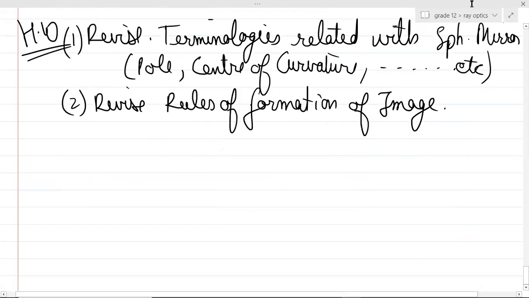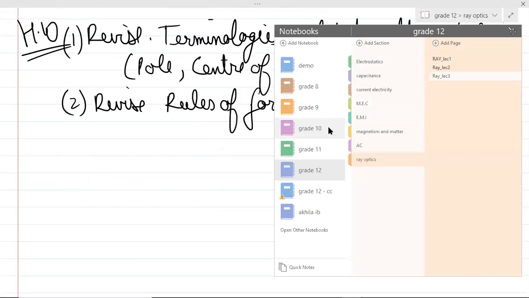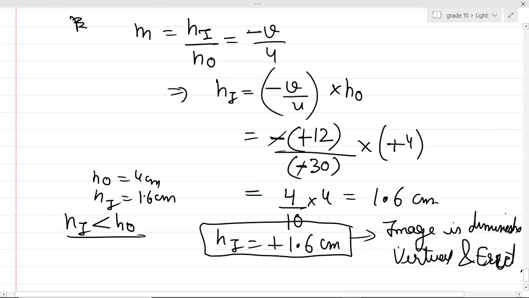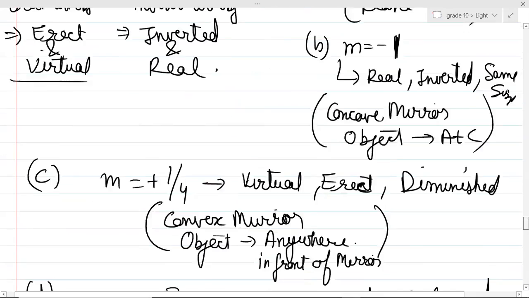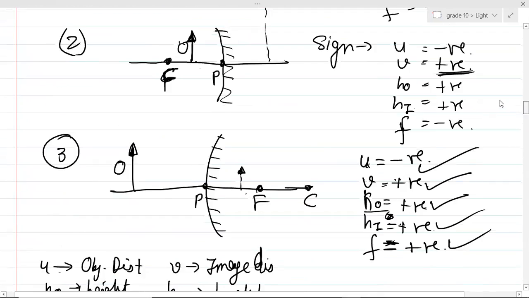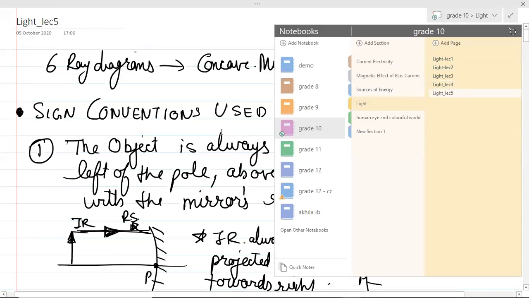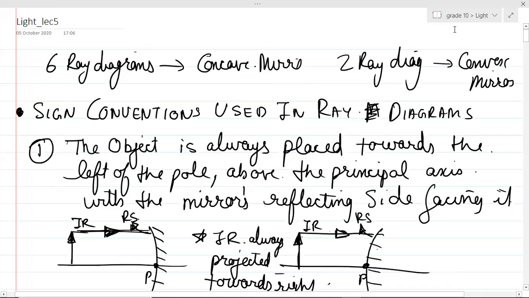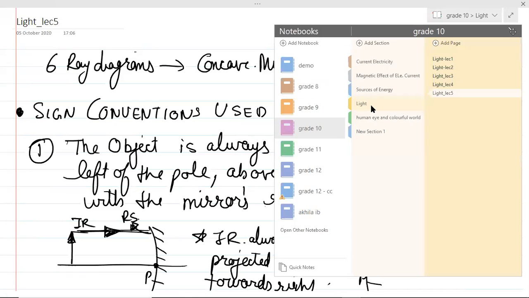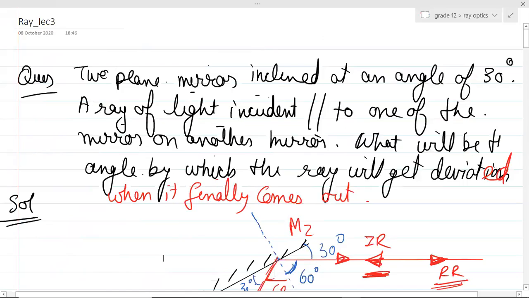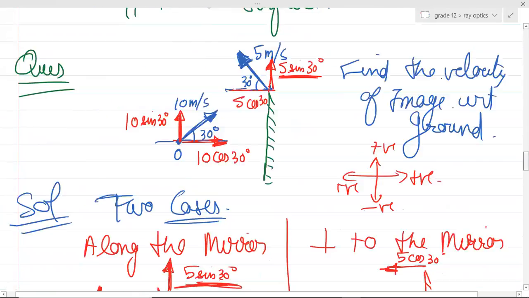If not, then I'll send you this document as well, for the 10th grade people. I'll send you this light chapter reflection. Whatever I have done till now in light in grade 10, I'll send you this for your revision purposes only.